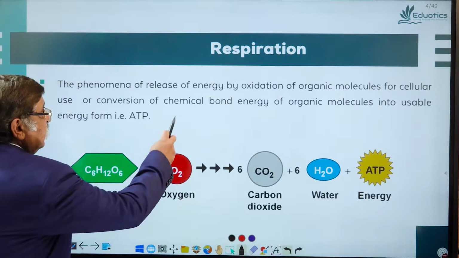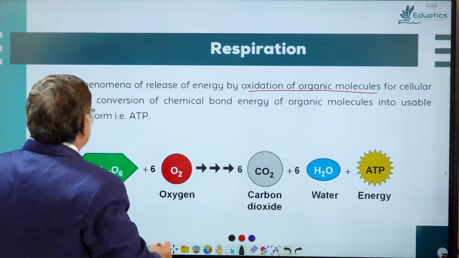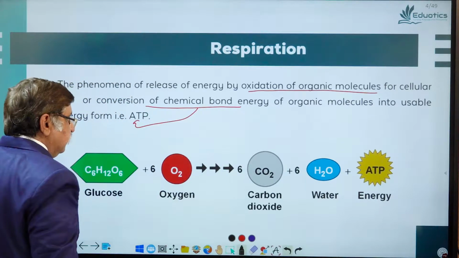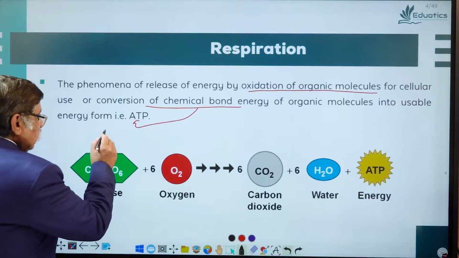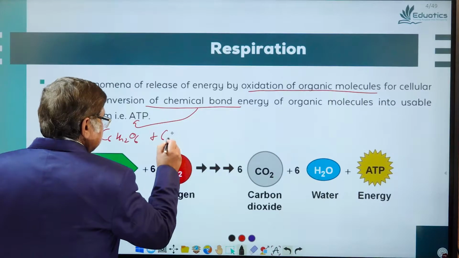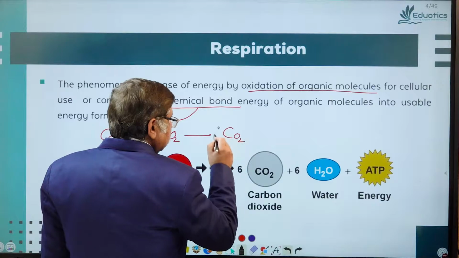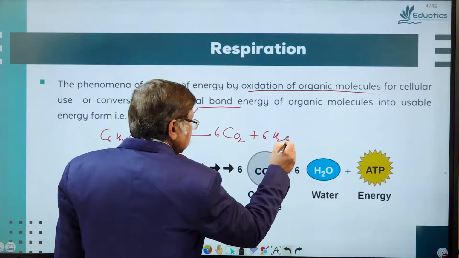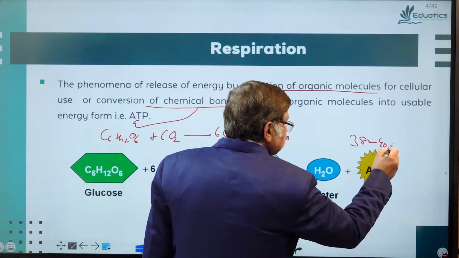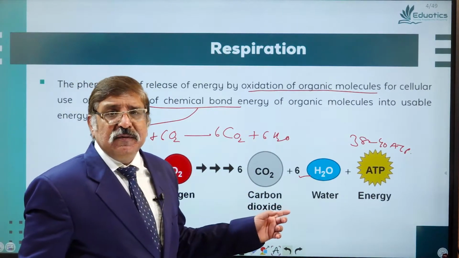The phenomenon of release of energy by oxidation of organic molecules for cellular use, or conversion of chemical bond energy into ATP, is respiration. Here glucose is broken down in the presence of oxygen in aerobic respiration to yield carbon dioxide plus water, plus around 38 to 40 ATP. And as you know, ATP is the universal currency of the cell.